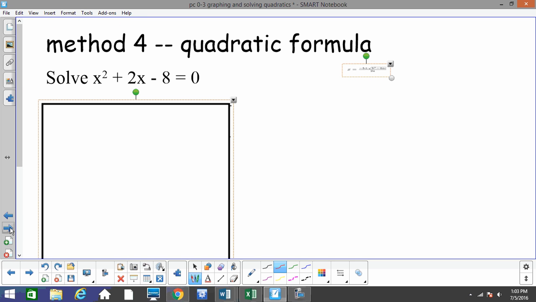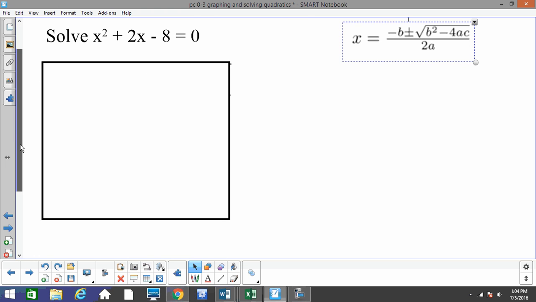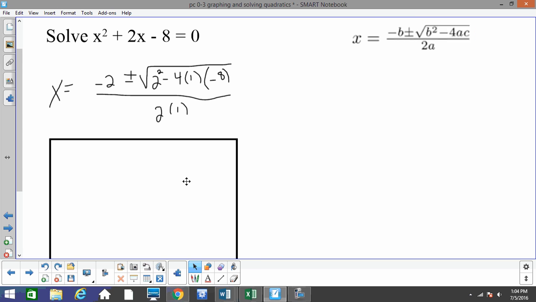And the last way that we're going to talk about solving a quadratic is the quadratic formula. This should be review. You should have the quadratic formula memorized. If not, there you go. You just pretty much plug in your a, b, and c. A is 1, b is 2, c is negative 8. Follow order of operations. Simplify what's underneath that radical first, which is 36.